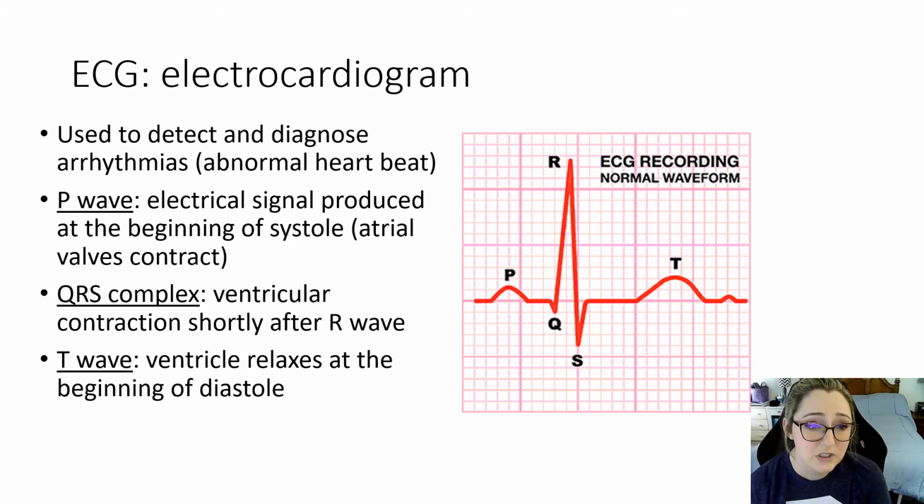Next is the QRS complex. So that is what you think of when you think of an ECG. This is where you have ventricular contraction shortly after an R wave. And then the T wave, that last little wave there, is going to be where the ventricles relax at the beginning of diastole.